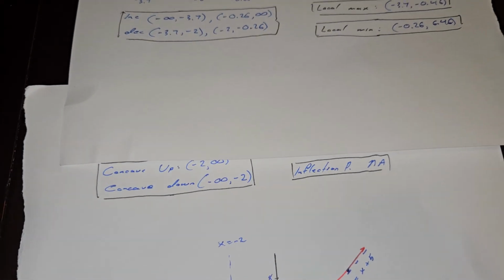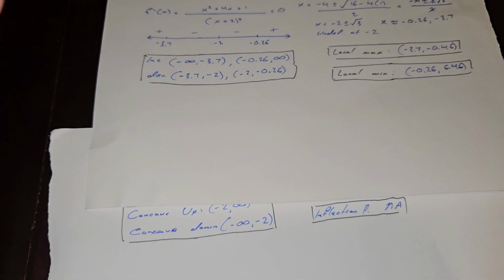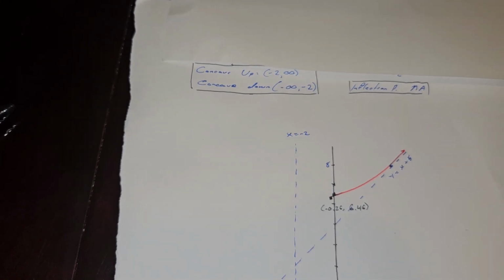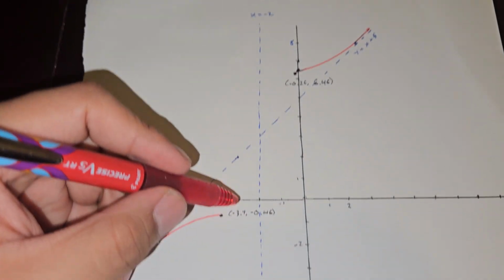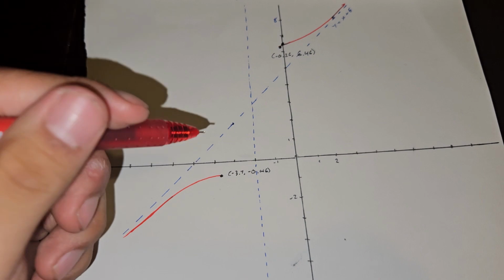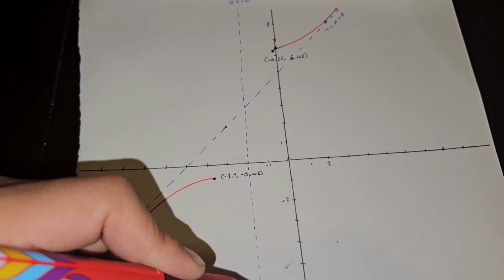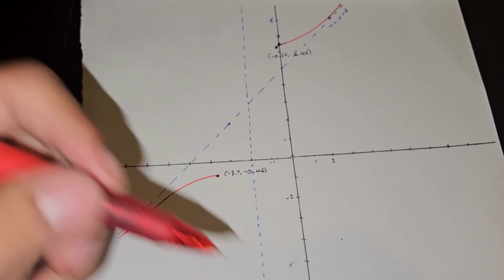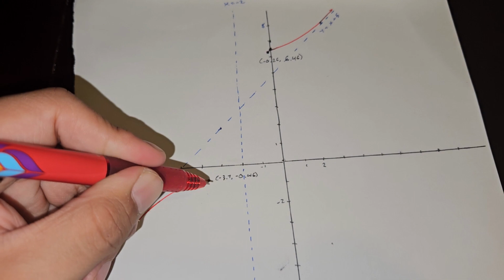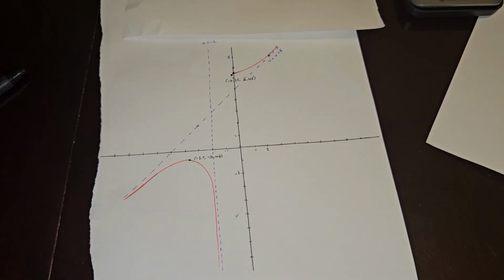So let's see where it's decreasing. It's decreasing from negative 3.7 all the way to negative 2. But it's an asymptote, so it's not going to touch. It's just going to decrease from negative 3.7 all the way to negative 2 and never touch the asymptote. So let's draw our function decreasing. That's how it's going to look.